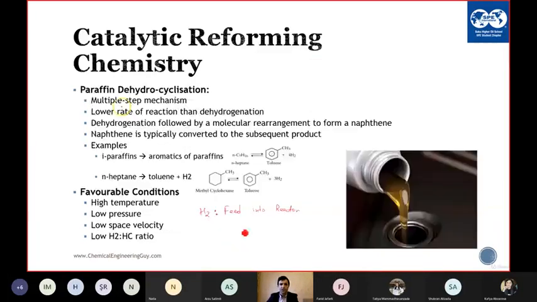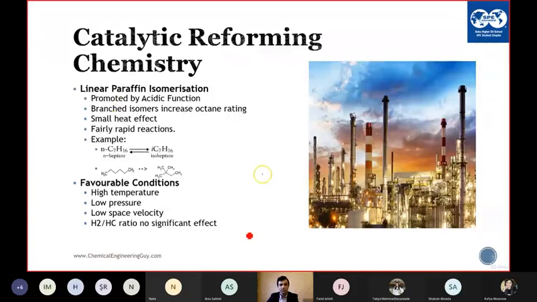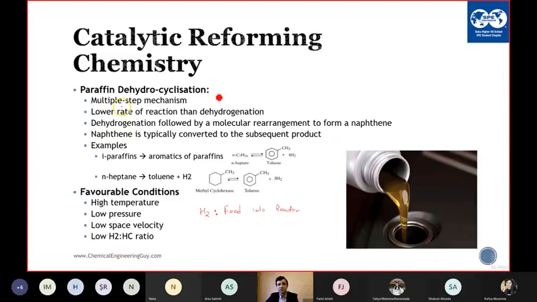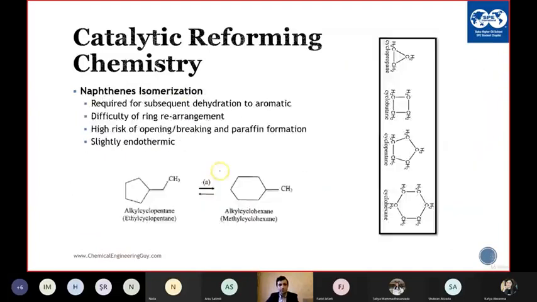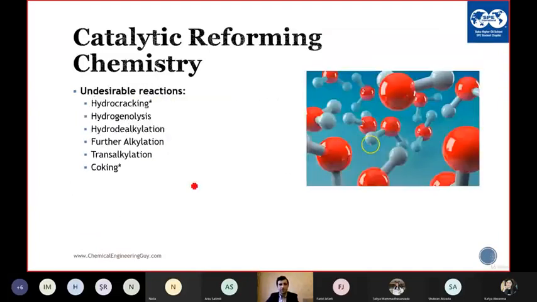So I will talk about that later in the process. These are the chemistry and favorable conditions for these reactions: linear paraffin isomerization, paraffin dehydrocyclization, and naphthene isomerization. And undesirable reactions: as I told you, hydrocracking and coking are the main undesired reactions, which happen in both reforming and also in hydrotreating.